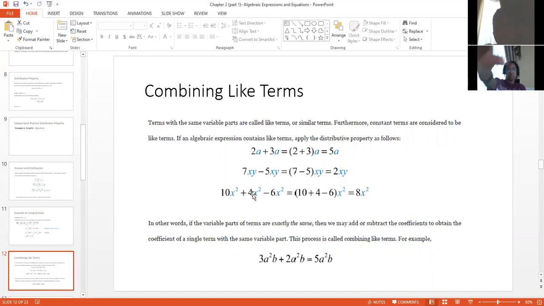Okay, here we have x squared, x squared, x squared. These are all like terms. You're able to apply the operations to the coefficients. 10 plus 4, 14, 14 minus 6, 8. So 8x squared.